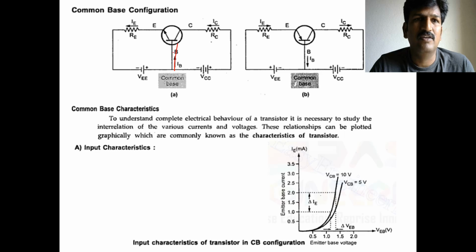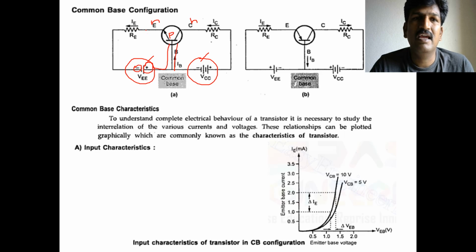When you are working in the active region of the common base configuration, you have to apply the DC supply like this, V_EE, having the plus polarity as well as the minus polarity. Plus polarity you have to connect to the base terminal. Generally, in the NPN transistor, the base terminal is P, the emitter terminal is N, and the collector material is N. So plus is connected to the P and minus is connected to the E.